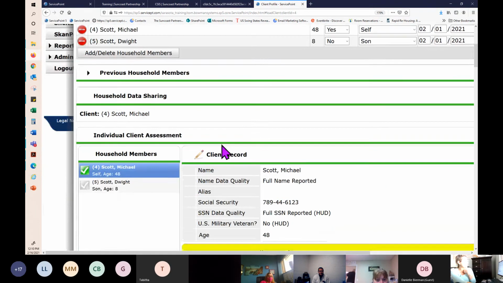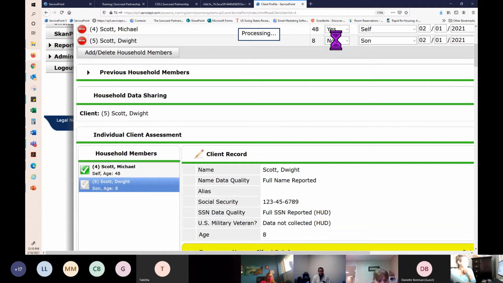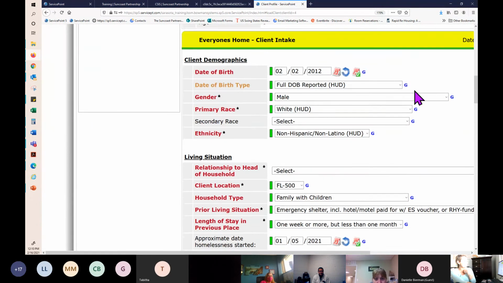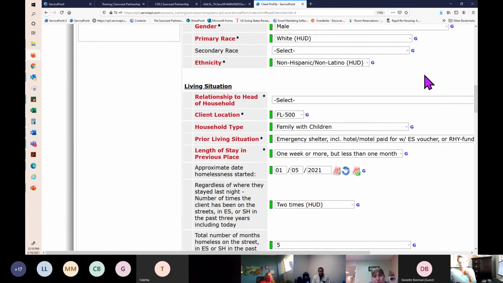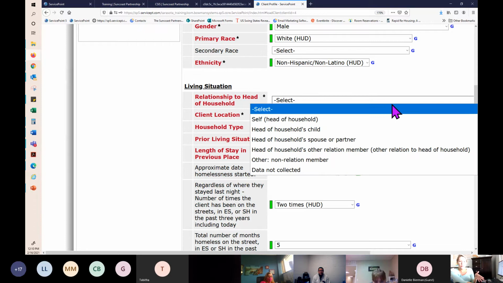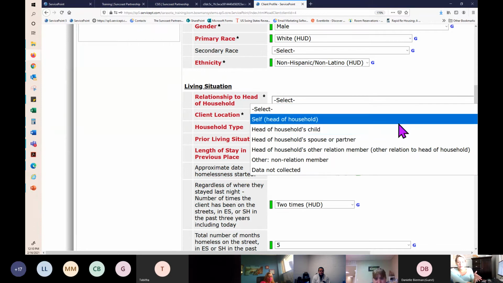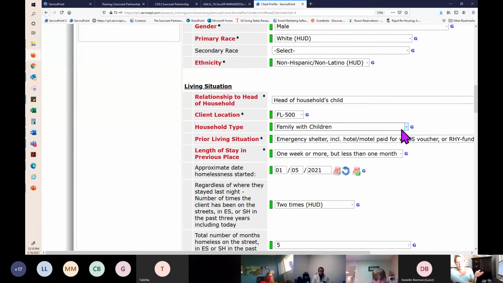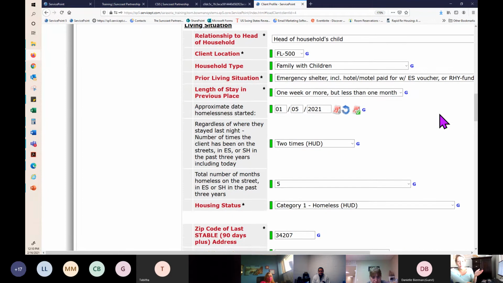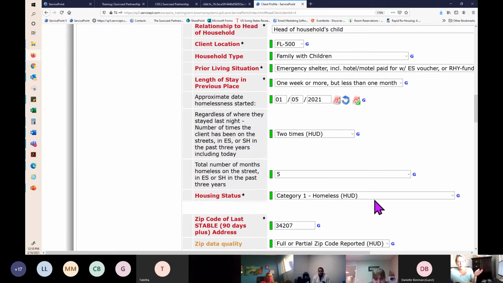And now when we go into Dwight's profile, we'll see that this information has carried over. But we do want to make sure that we are answering our relationship to head of household, because that is specific to Dwight. Dwight is the son. And we're going to go through. All of this information is complete, current, consistent, and correct.